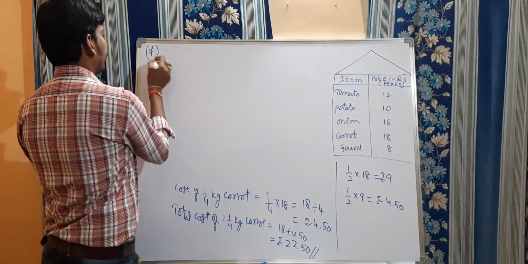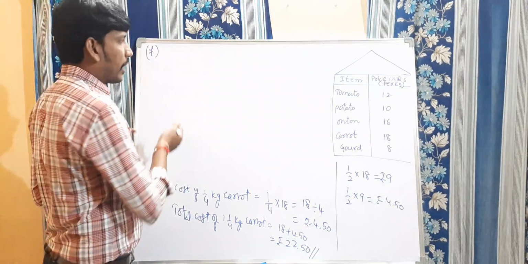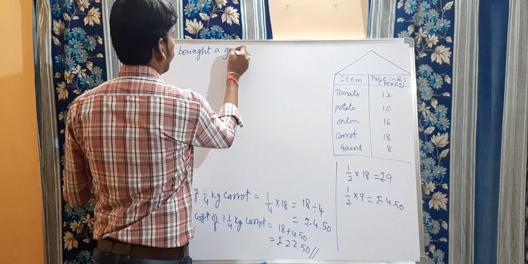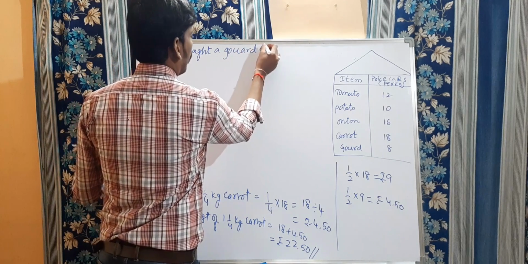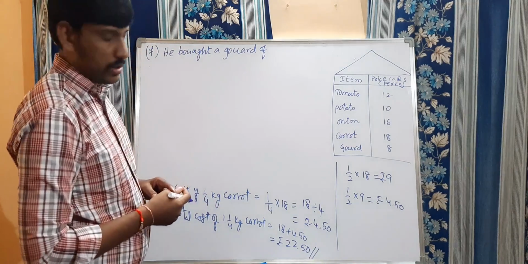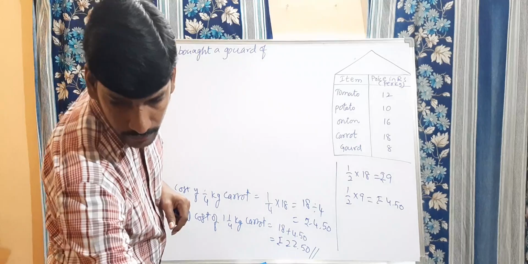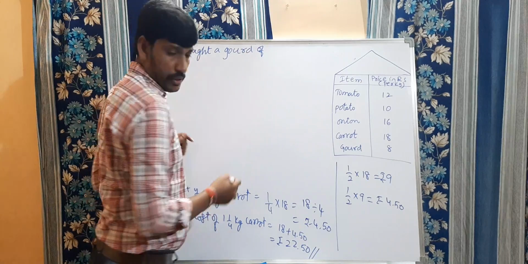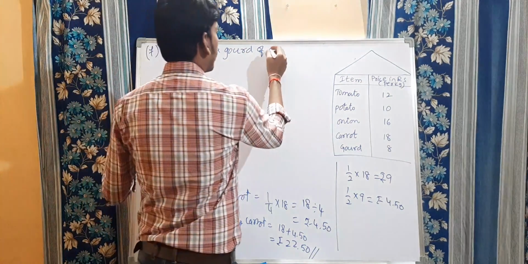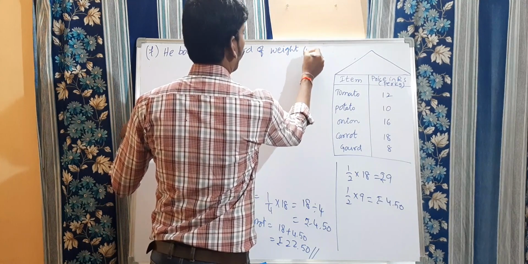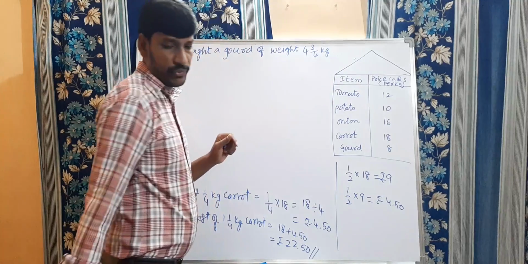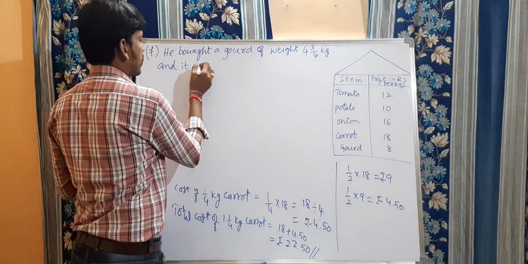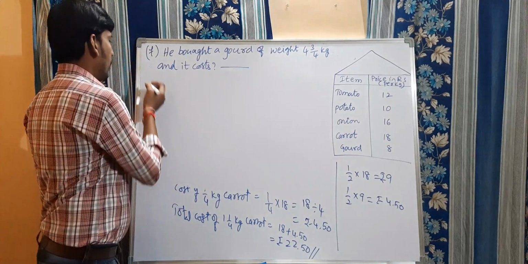See this here. So he bought a gourd of weight 4 3 by 4 kg, and it costs how much? Right? So see this here, my dears.